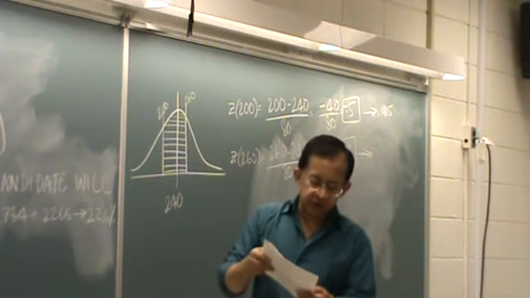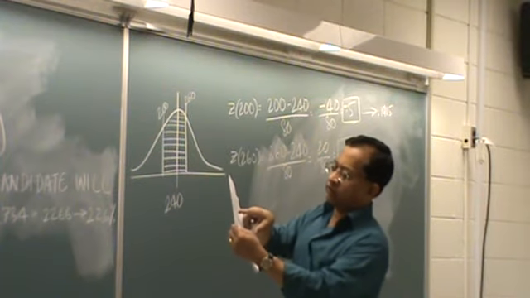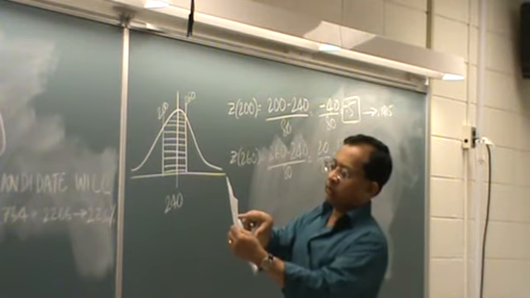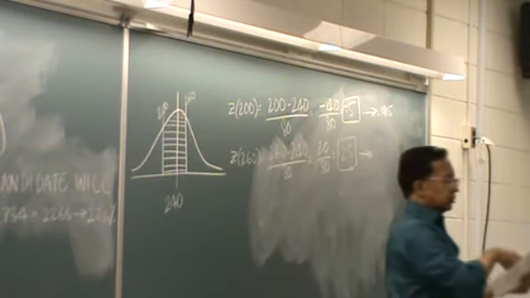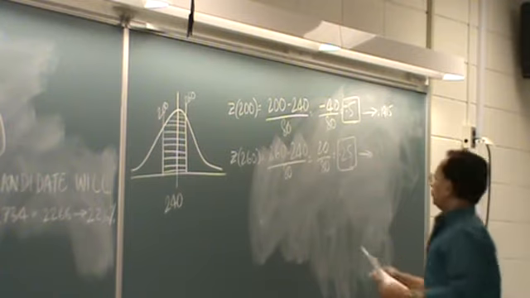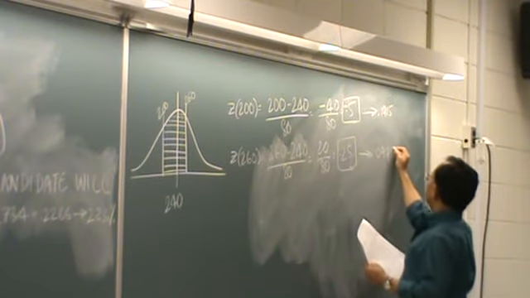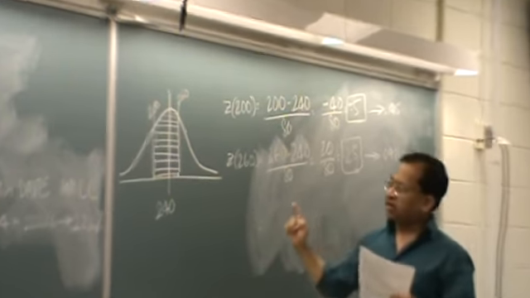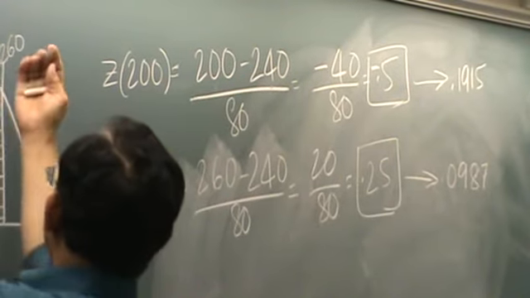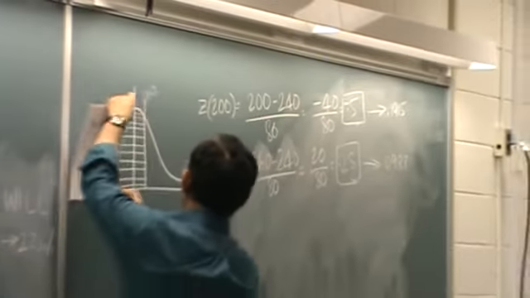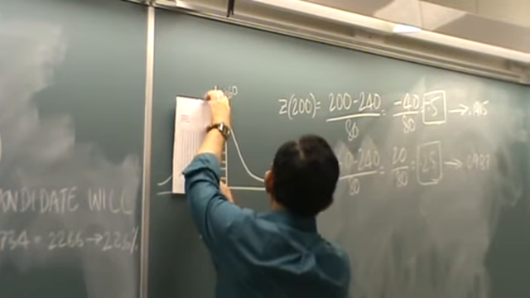Let's look for 0.2 and go to the right, look for the 0.05 column. So what do we have? 0.0987, right? So the first z-score of 200 gives us this area. The second z-score for 260 gives us this area.